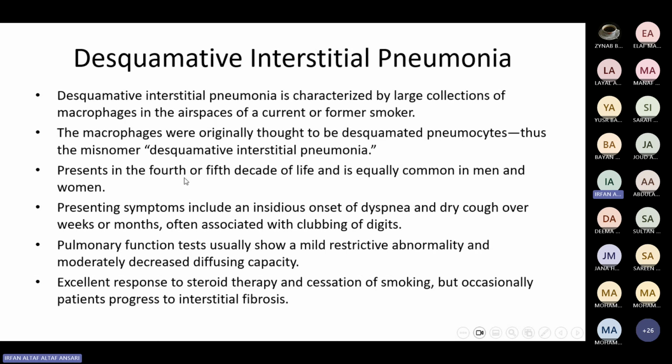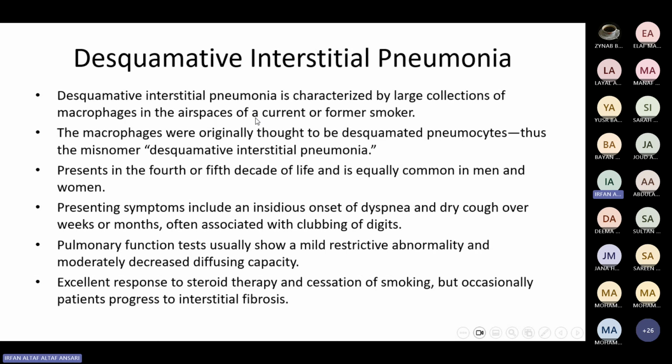It is usually seen in the fourth or fifth decade of life, equally common in men and women. You have insidious onset, slowly progressive breathlessness, and dry cough for weeks and months, and you also have clubbing of the fingers. Pulmonary function tests show restrictive abnormalities. They have an excellent response to steroid therapy and cessation of smoking. They stop smoking and take the steroid, and get a very good response, but very rarely some patients might progress to interstitial fibrosis.